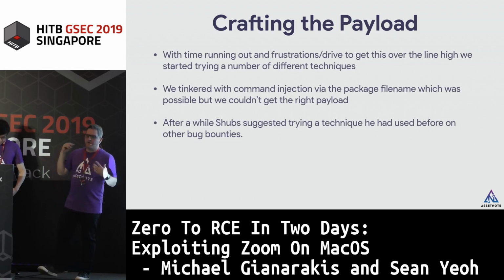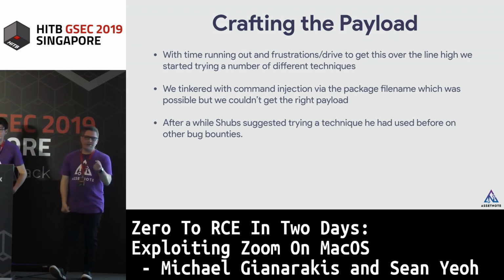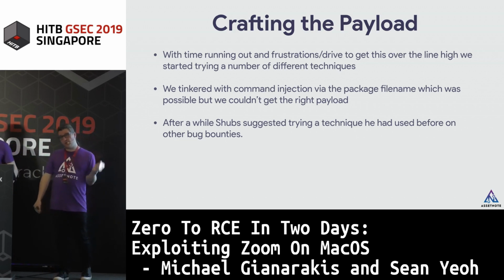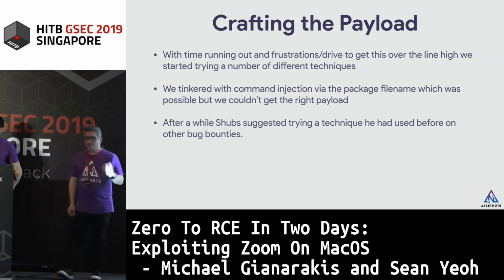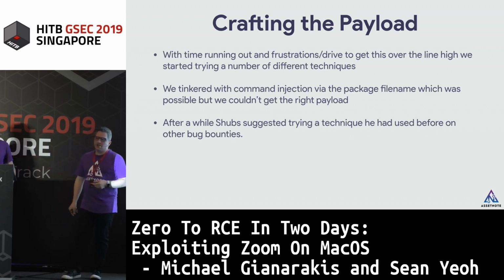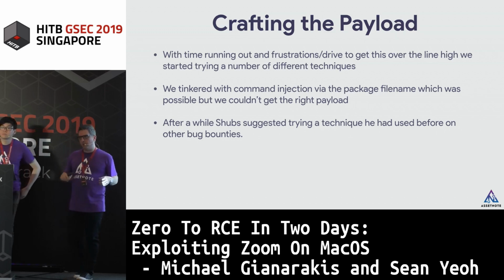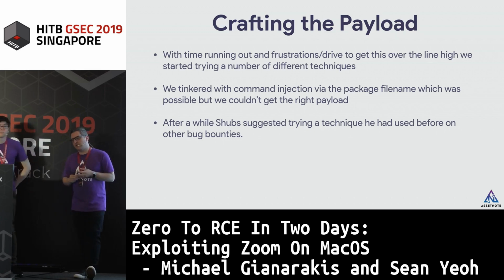So, time was running out, with frustrations and our drive and ambition to get this over the line. We really started trying a number of different techniques. We tinkered with command injection via the package name, right? The package was being passed to this installer function. It's just calling out to /usr/sbin/installer. We tried all different kinds of command injection. We think this would work, but we couldn't get it quite to work in the time.